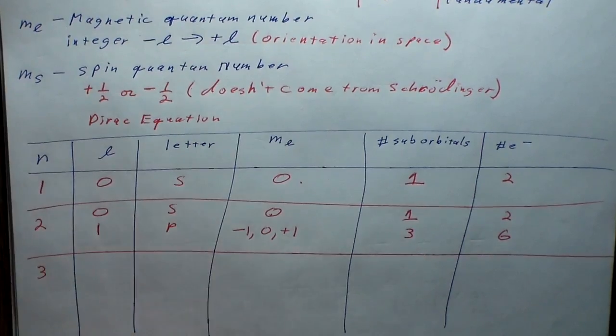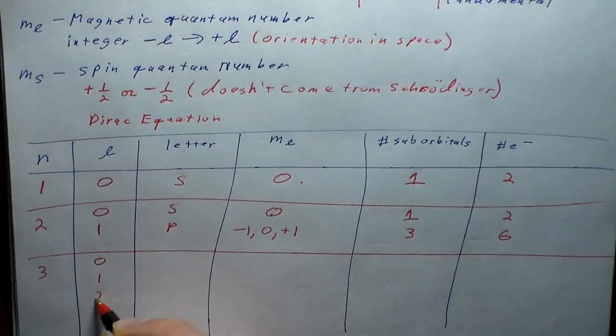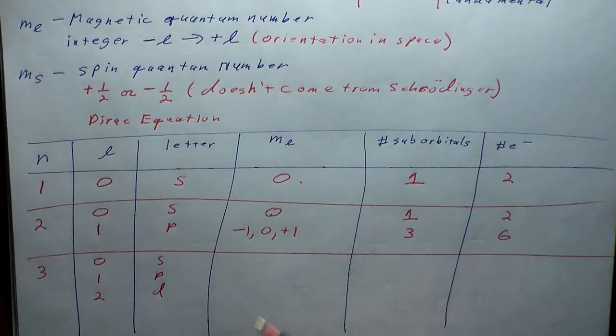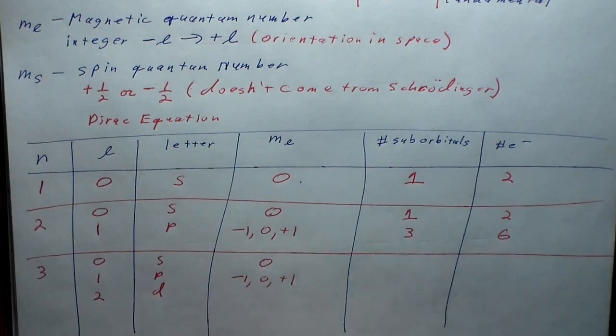Now for n equals 3, our L values can go 0, 1, and 2. The letters we're going to have are s, p, and d. And the m sub L's are the same as we had up here. And then for the d, it's going to go between plus and minus 2.